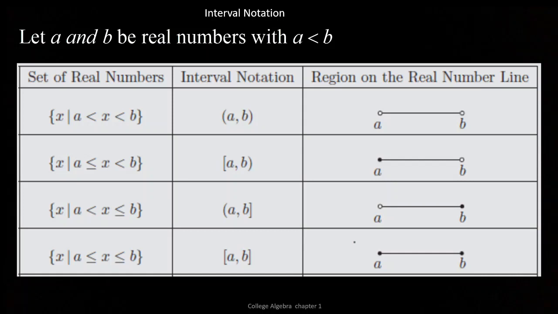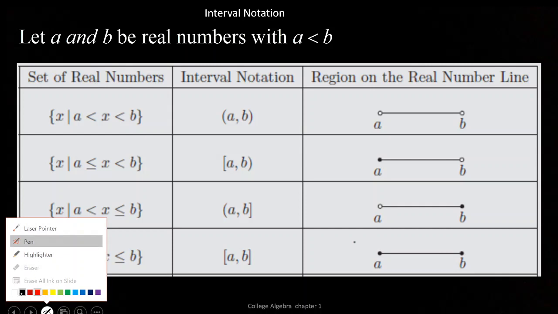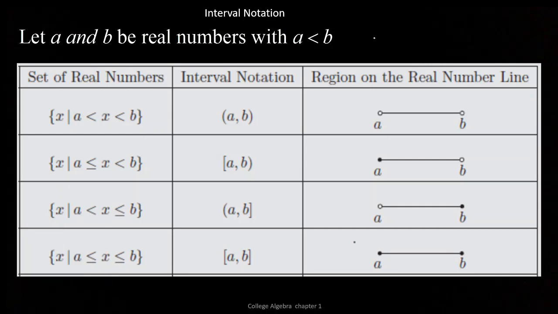So for example, on the number line, let's say you want to represent numbers from 2 to 8. So you want all the numbers from 2 to 8. You want to include 2 and include 8. So how do you represent that? Well, one way is to just draw it on the number line like this.